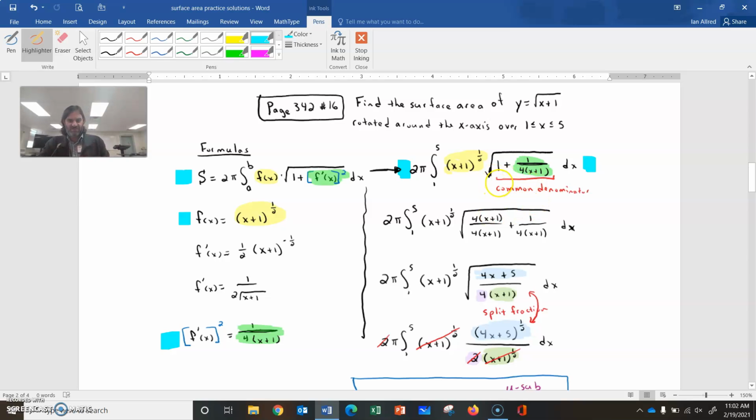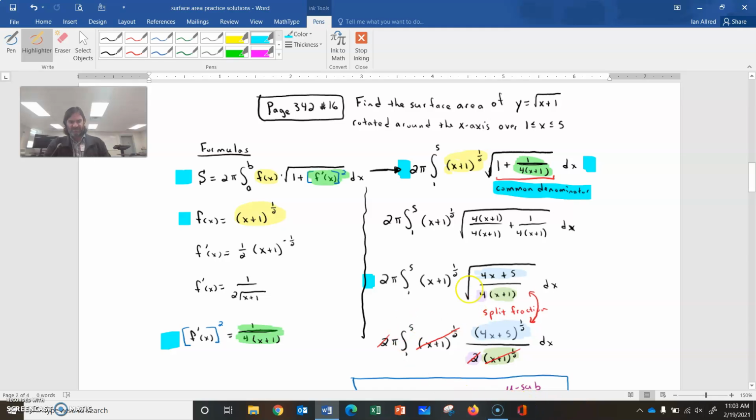Now I've got 1 plus a fraction under the square root, so I'm going to make a common denominator, and that common denominator would be 4 times x plus 1. And when I do that and add everything together under the root, I'll have 2 pi times the integral from 1 to 5 of x plus 1 to the 1/2 times the square root of the fraction 4x plus 5 over 4 times x plus 1.